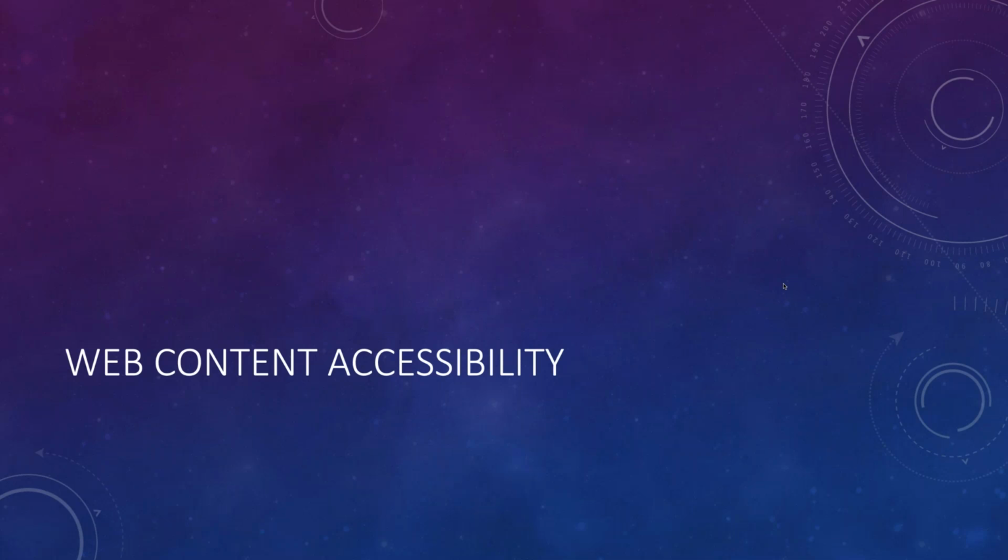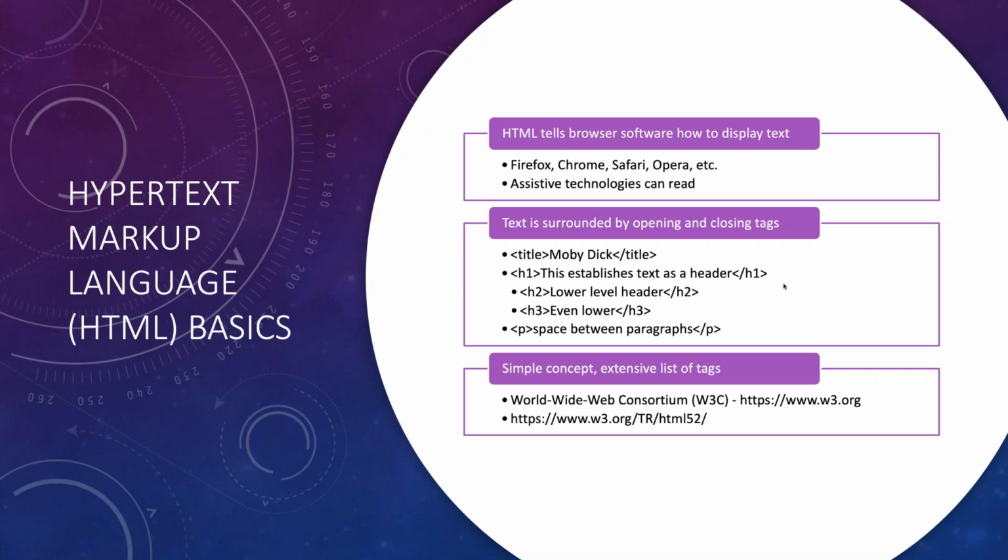Okay, so let's talk about web content accessibility. We'll start with a very brief primer, as I said, about HTML, or the hypertext markup language, which is what most documents on the web are written in. HTML basically tells your browser software how to display text. So any browser software, Firefox, Chrome, and so forth, will be able to read HTML. And assistive technologies typically can also read HTML. So again, it matters how you structure your documents.